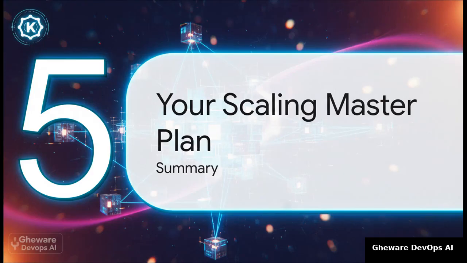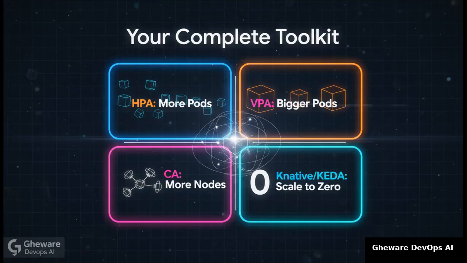So let's put all the pieces together. Let's build your complete master plan for scaling any application on Kubernetes. Here it is. This is your complete toolkit. You use HPA to add more pods for your stateless stuff. You use VPA to right-size your pods, making them bigger for your stateful apps. You use the Cluster Autoscaler to add more nodes when you run out of physical space. And you use Knative or KEDA to get that advanced event-driven scaling that takes you all the way down to zero.